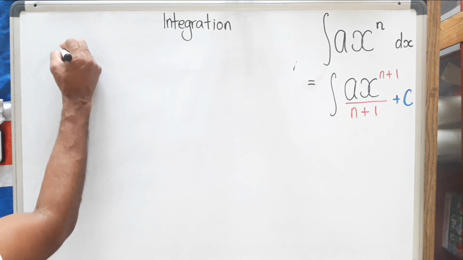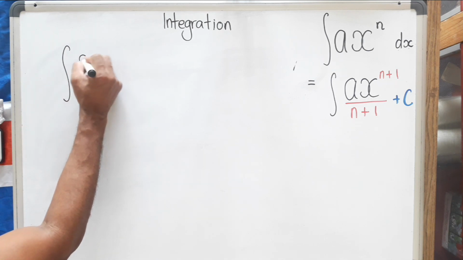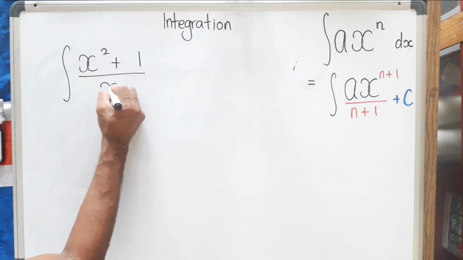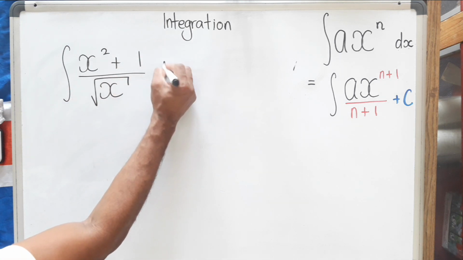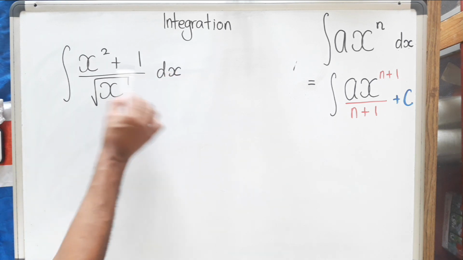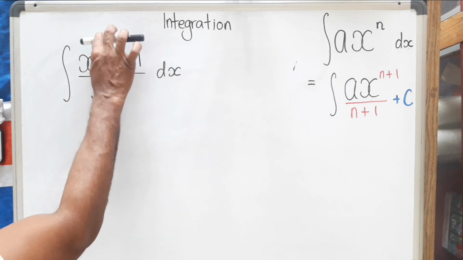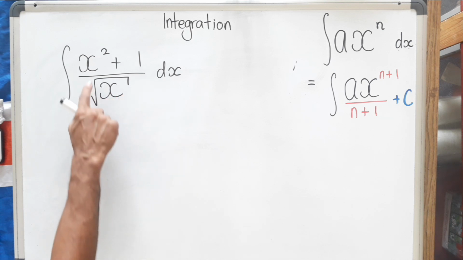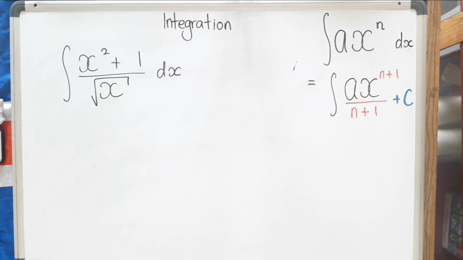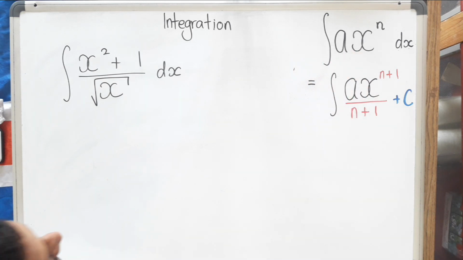Let's say I want you to integrate x squared plus 1 divided by the square root of x, and then I have a dx here. So this just means, hey, I'm going to integrate x's. Now here's the problem. There's a numerator, there's a denominator. Both of these terms will get divided by the square root of x. You cannot integrate this using this formula as yet.